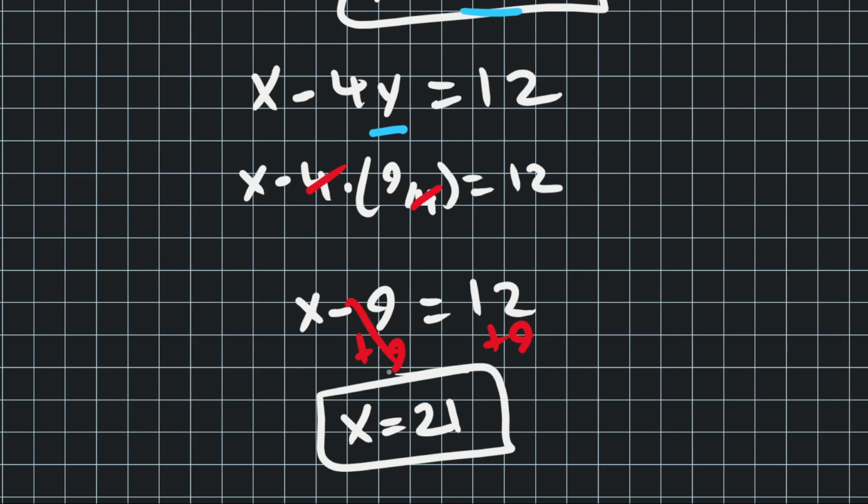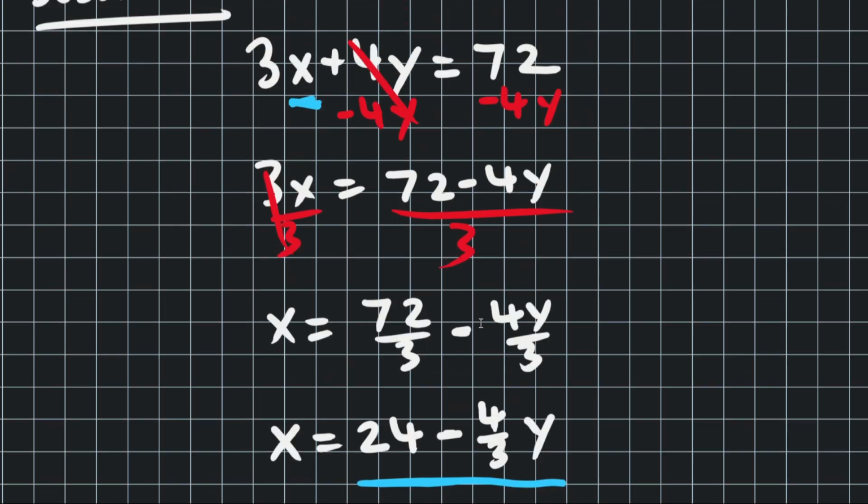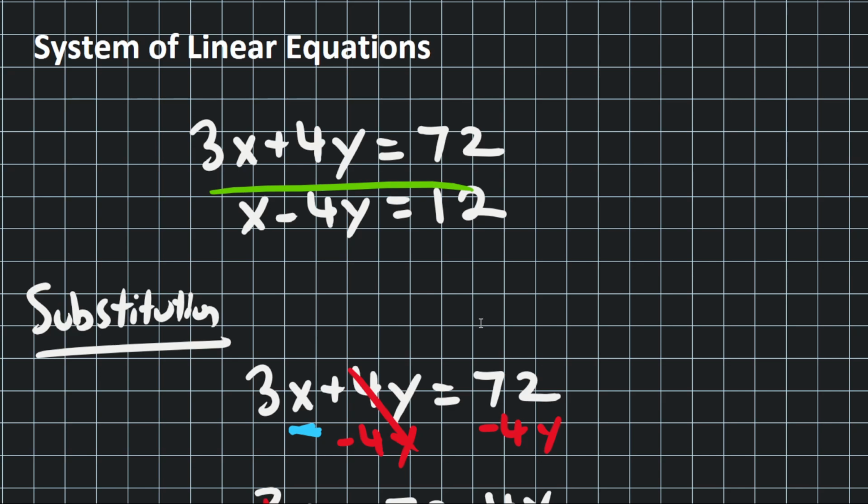And there we go. We've solved for x and y. X is 21, and y is 9/4. And those were the same answers we got last time by adding both of these equations. So we got the same answer by adding both of them and also through substitution. But substitution will help you solve any linear equation. So that is how you solve this particular linear equation.